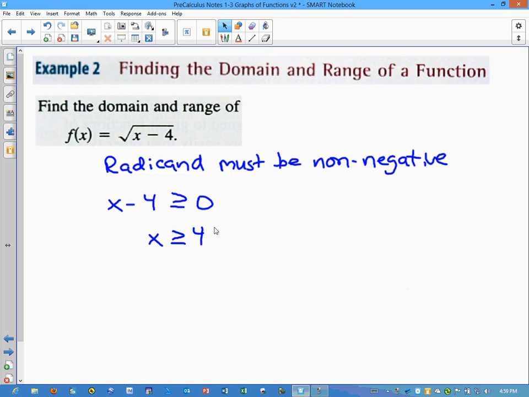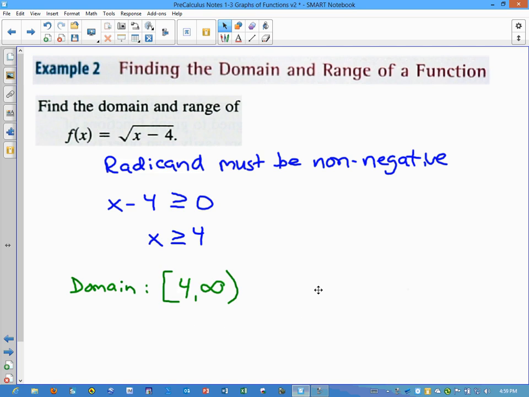can figure out our domain from this, because remember, domain is x values. So our domain is going to start at 4, and it's everything to the right of. Greater than on a number line means to the right of. So it's greater than or equal to. So our bracket starts at 4, which means we include 4, and we're going up to infinity. We have the bracket because we have the or equal sign, and remember, the infinity will never have the bracket. It's always going to have the parenthesis.